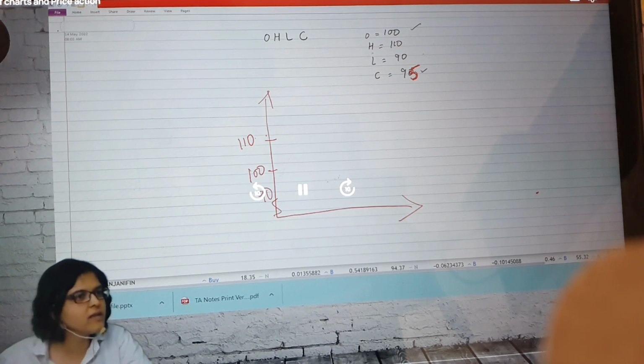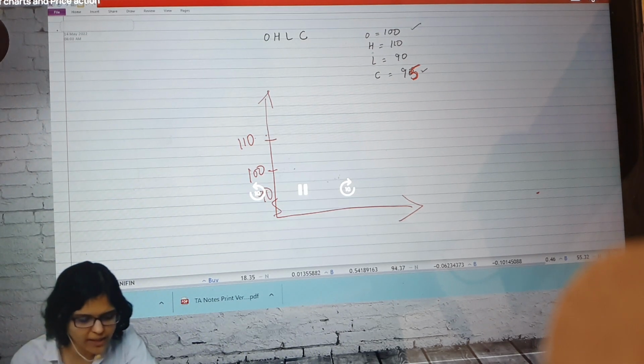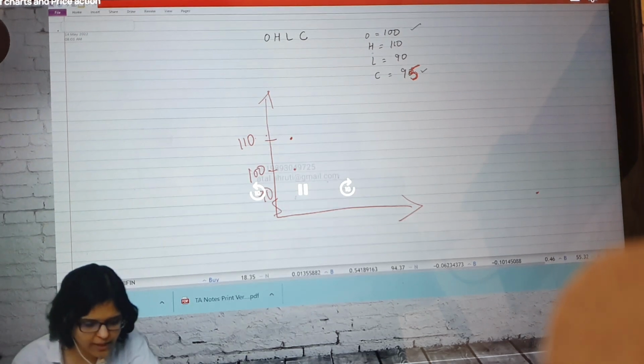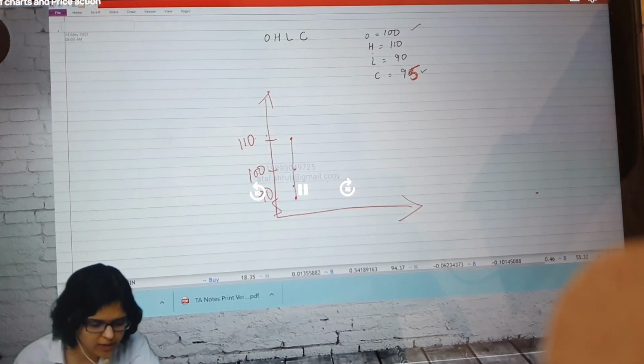Will it be red or green? Red. Okay, so open at what? Tell me. 100. So my line will start from here. It went to 100, the low point was at 90, and it closed somewhere around here, 95. So first of all, I'll connect all this.